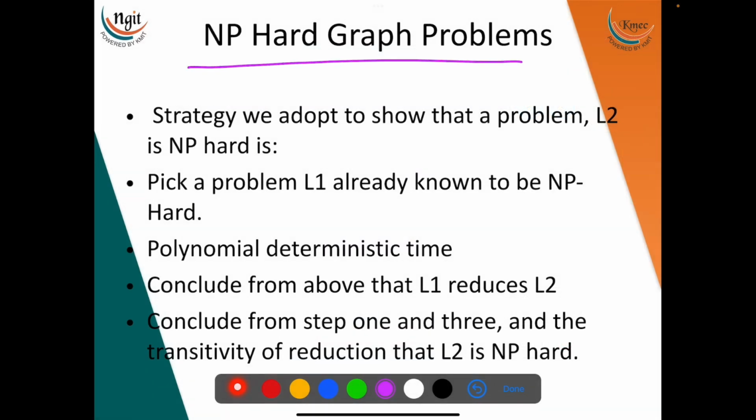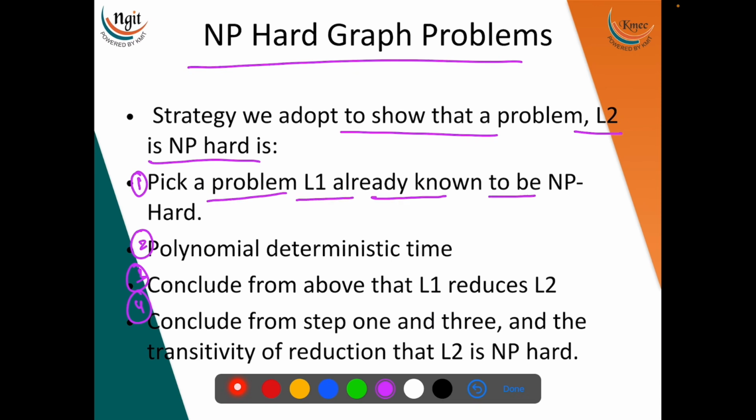NP-hard graph problems. We have a strategy which we adopt to show that a problem L2 is NP-hard, and that strategy has 4 steps: step 1, step 2, step 3, step 4. The step 1 is: pick a problem L1 already known to be NP hard. To prove a new problem is NP hard, take one problem which is already NP hard.